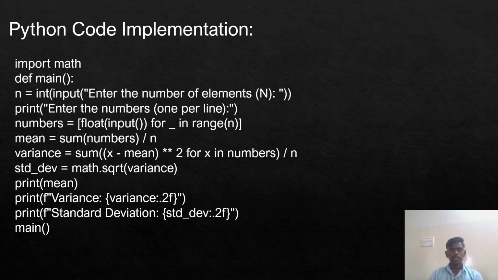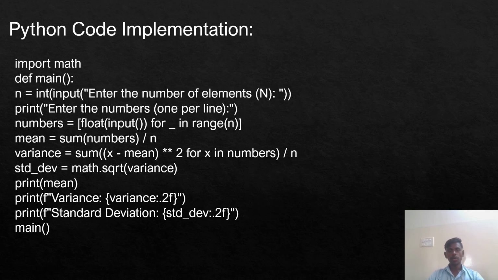And then this is the implementation of our Python code. First we want to import math, because we are using a square root. So we are importing math, and then we want to define a main. Then n is equal to int(input("Enter the number of elements n")). Here we are going to take the input of the numbers, and we are using int because of numericals. Then print "Enter the numbers one per line".